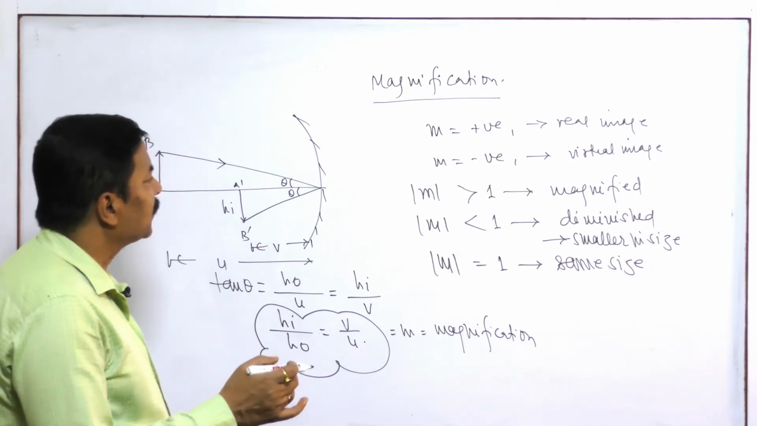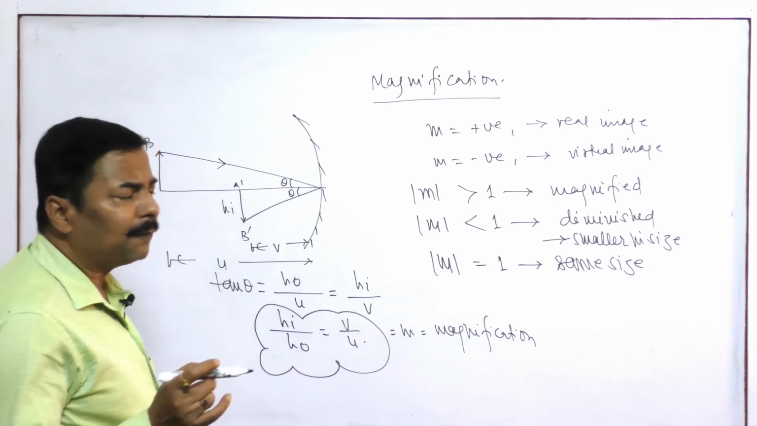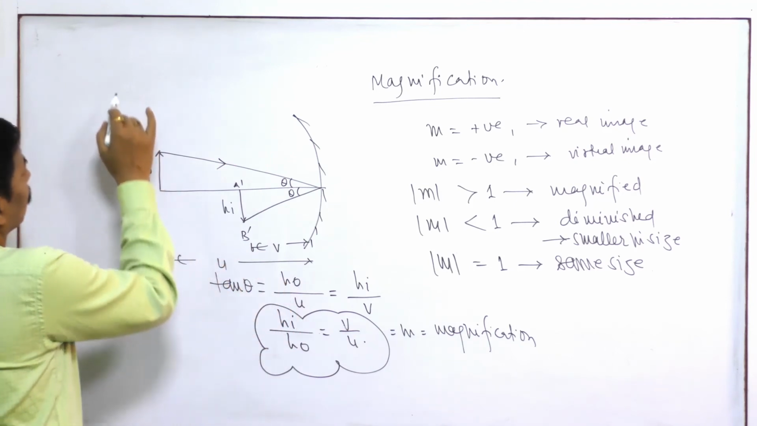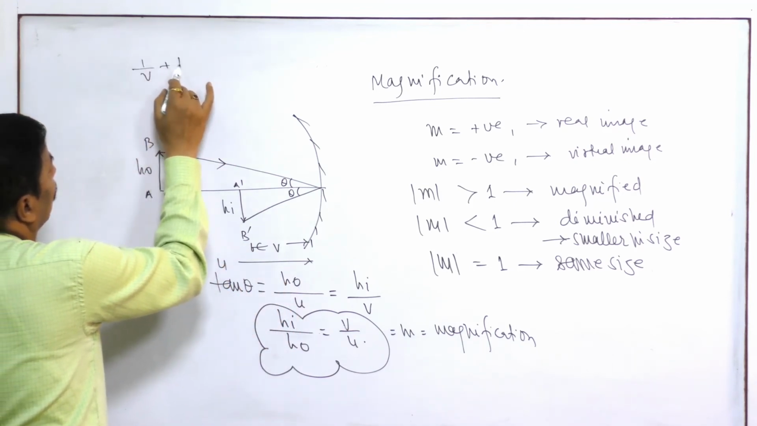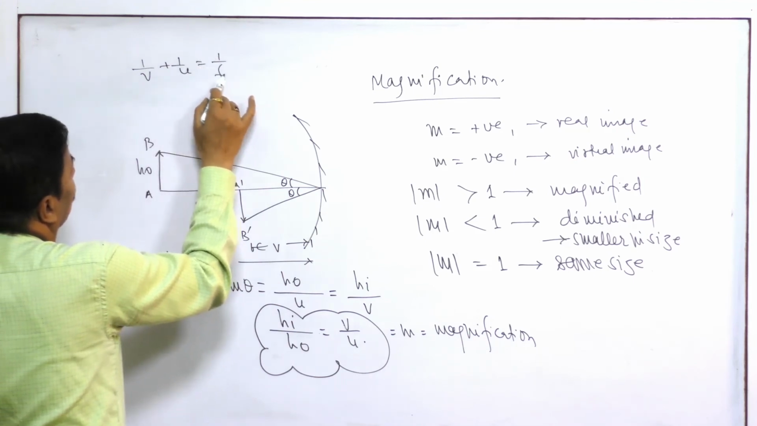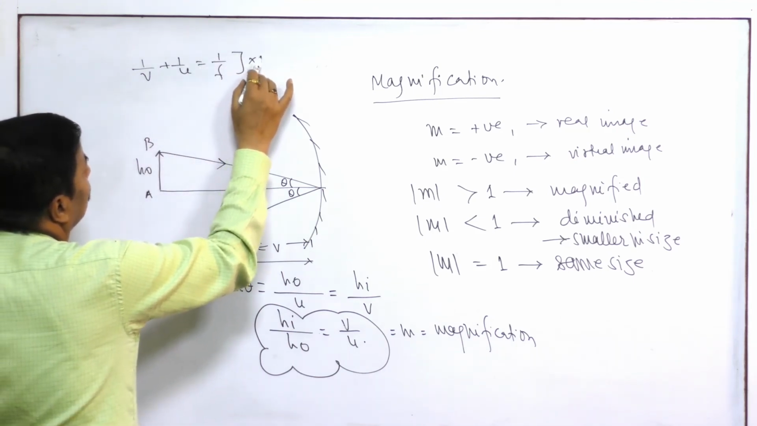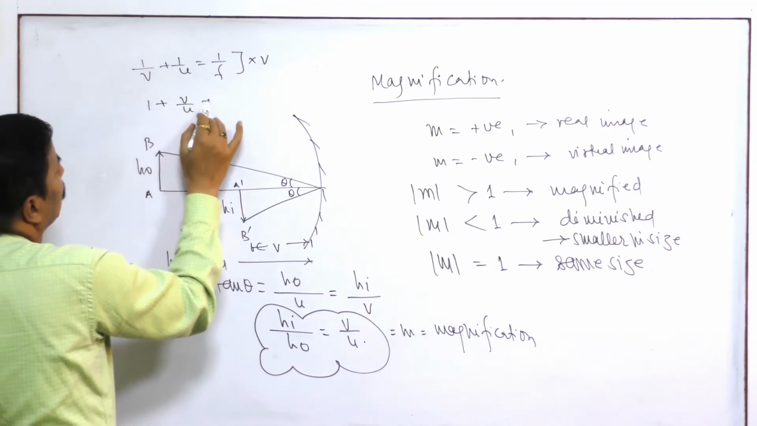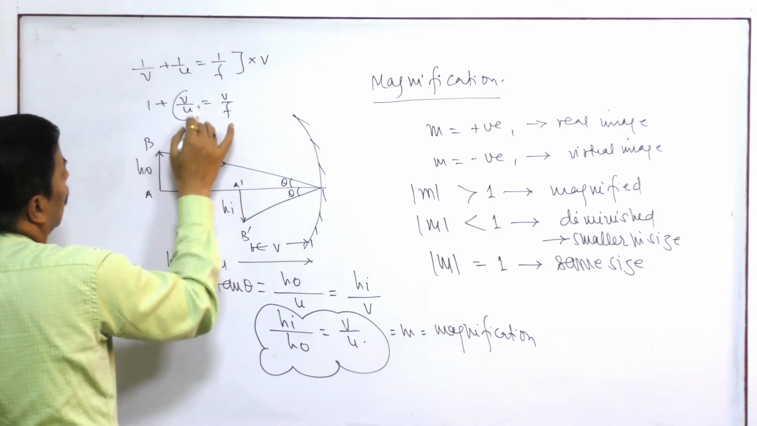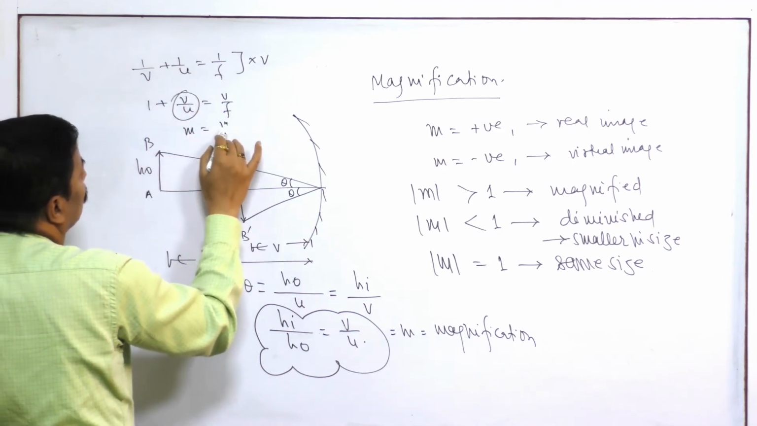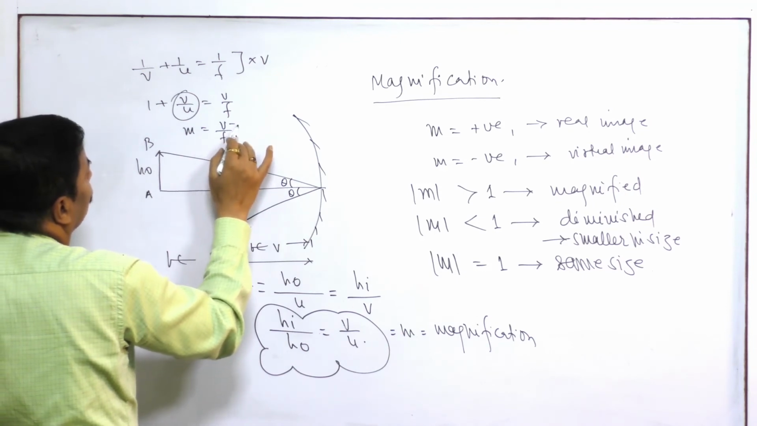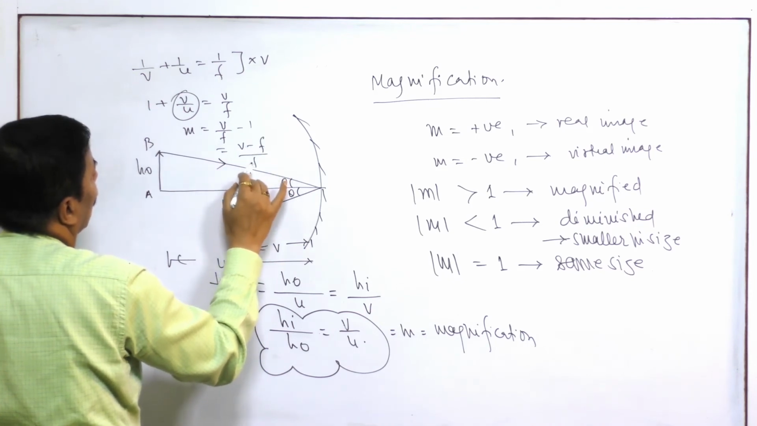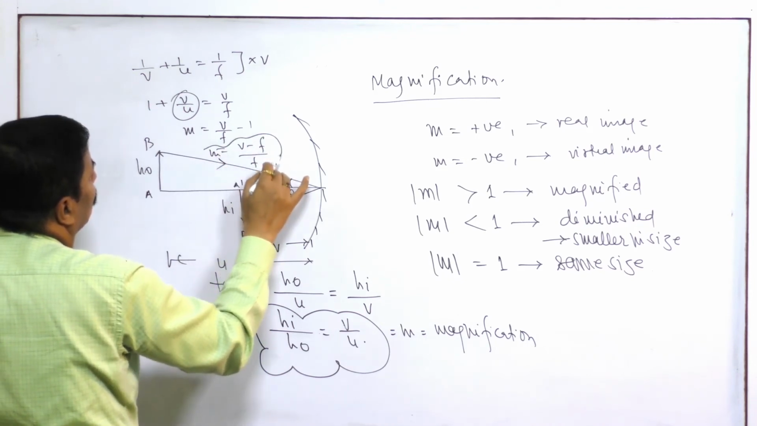Now, some other formulas are also very important for your magnification. What is that? 1 by V plus 1 by U is equal to 1 by F. If I multiply this relation by V, what are we getting? 1 plus V by U is equal to V by F, and V by U is called magnification. So M is V by F minus 1, that is V minus F by F. This is also a formula of magnification.